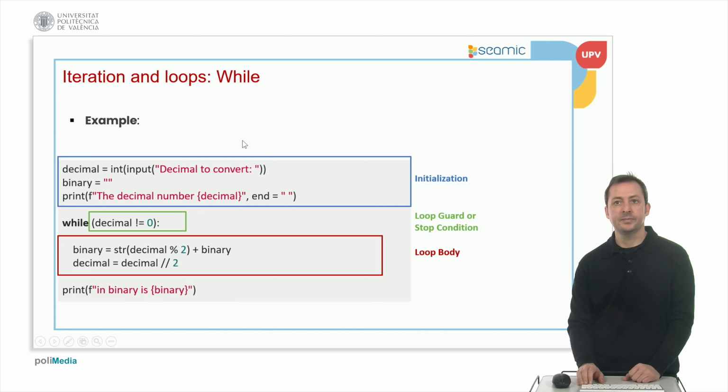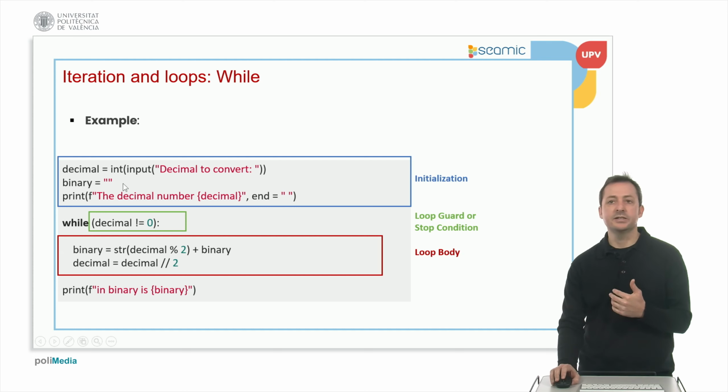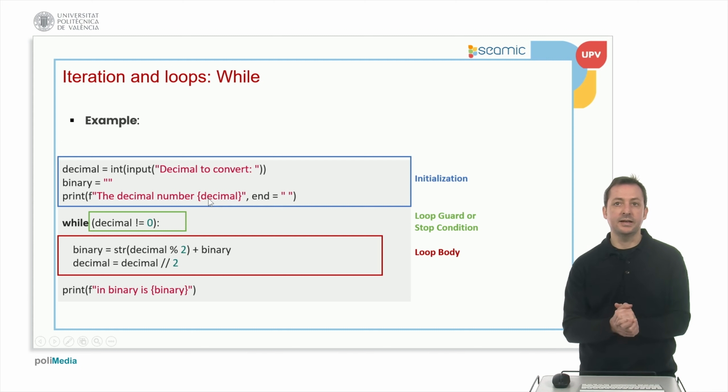So here you have a summary of the structure of the while. Here we have some initialization in which we give an initial value to the variable used in the condition, in this case the variable decimal. Here is the condition that is checked every time, in this case that decimal is not equal to 0. And here is the loop body, that is the block of instructions that are inside the while statement.